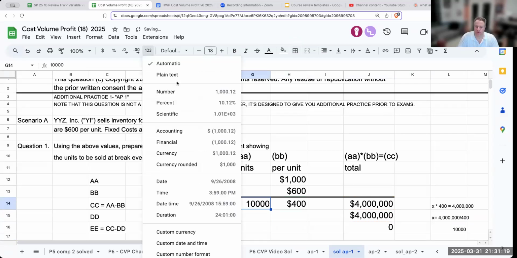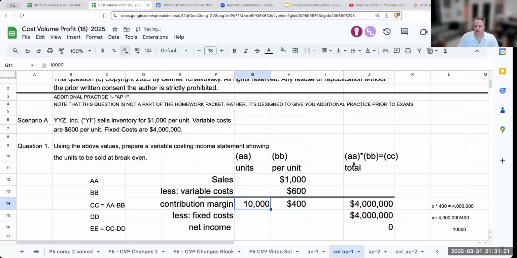What I want you to do when you do these questions, this is extremely important: make sure you check to make sure that the math works. 10,000 times 400 equals 4 million. Trust me on this. You want to always do this.